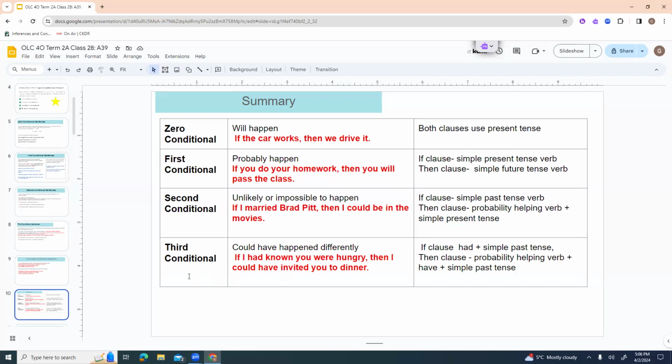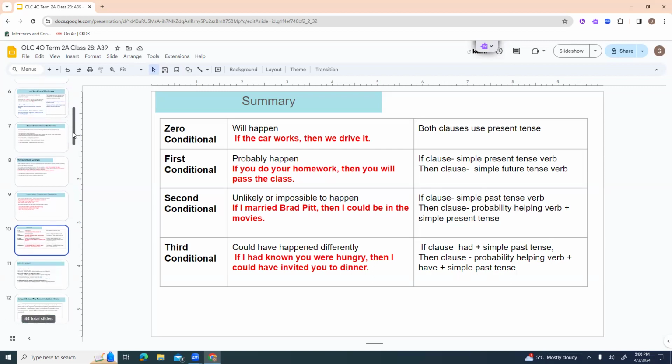And then third conditional: could have happened differently. If I had known you were hungry, then I could have invited you to dinner. These are the most complicated ones. The if clause has had and a simple past tense. The then clause has a probability helping verb, could, should, would, might, plus have, plus simple past tense.